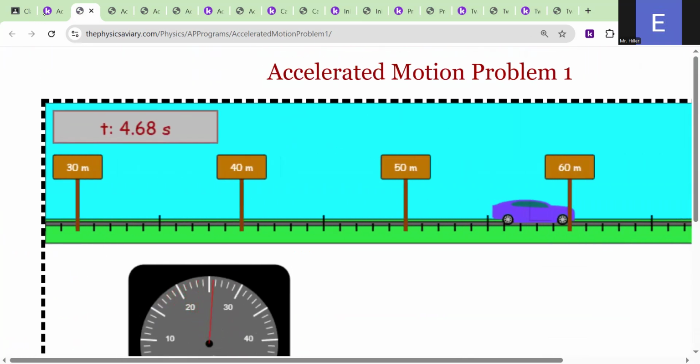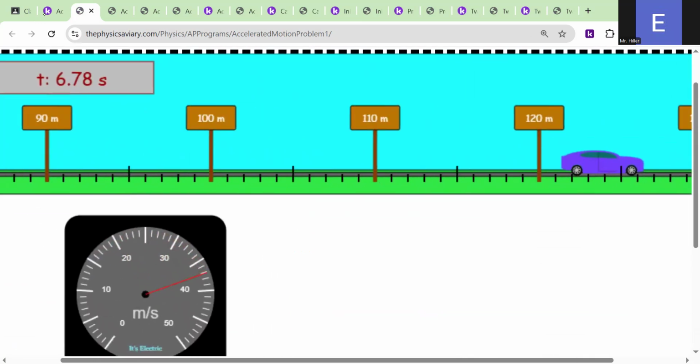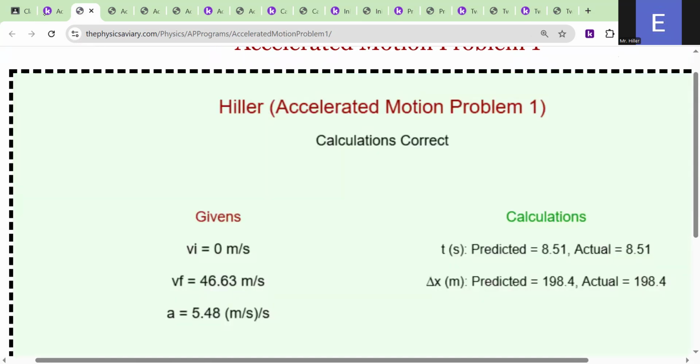Okay, you can see the car is going to accelerate until it reaches that time. And there we go. I was able to get my question number 1 right. Hopefully you did as well. If you did not get question number 1 correct, go back and try it again. If so, on to number 2.